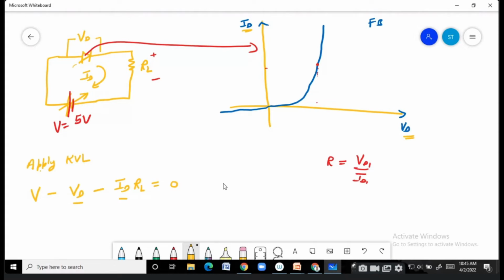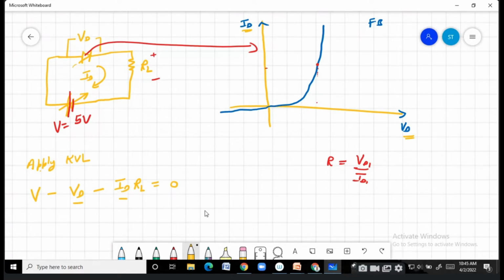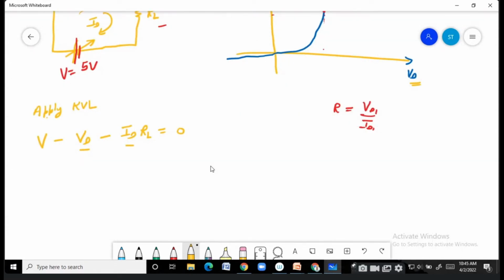So we want to find this point, and I get a unique point if I have a unique line that is going to intersect this characteristic. To get the unique line, I want two points, because if I have two points, then I have a unique line that will cut the characteristic, and therefore a unique operating point corresponding to the applied voltage V equal to 5 volt. To find that point, we take two cases.